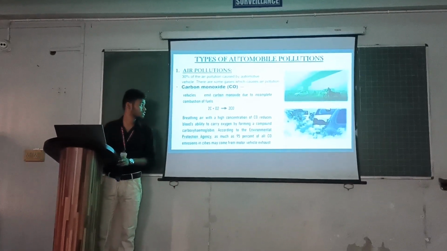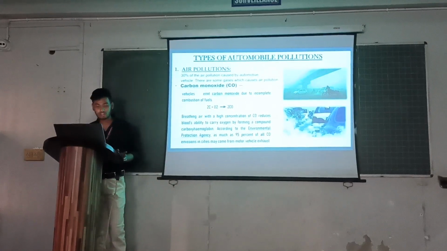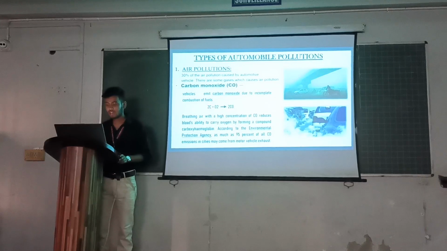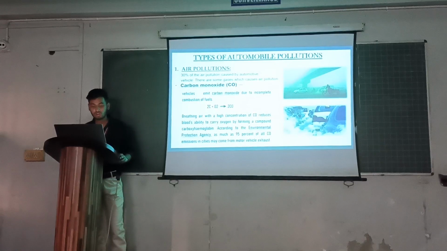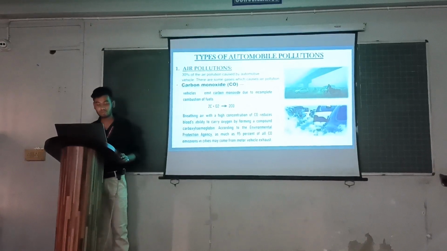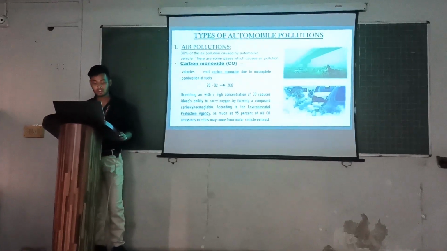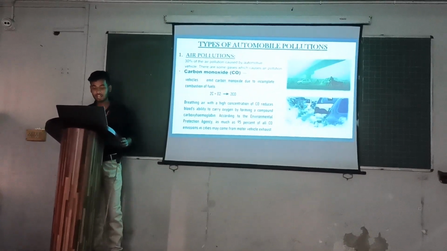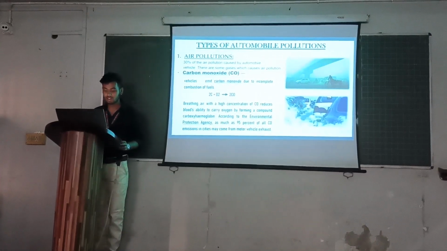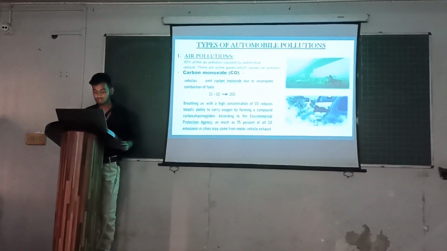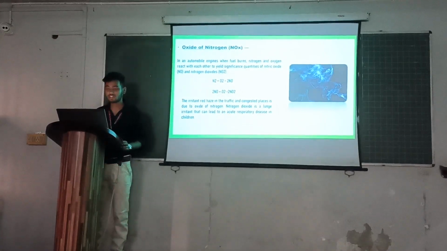Here in this reaction, carbon reacts with oxygen and forms carbon monoxide. Breathing air with a high concentration of carbon monoxide reduces the blood's ability to carry oxygen by forming a compound, carboxyhemoglobin. According to the Environmental Protection Agency, as much as 95% of all carbon monoxide emitted in cities may come from motor vehicle exhaust.